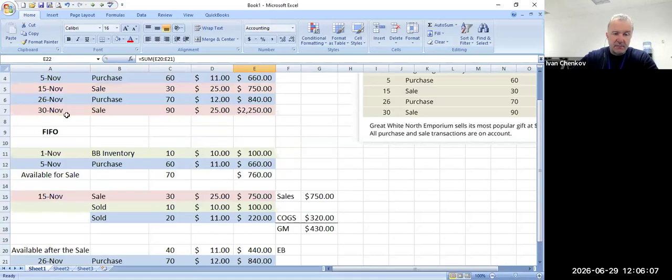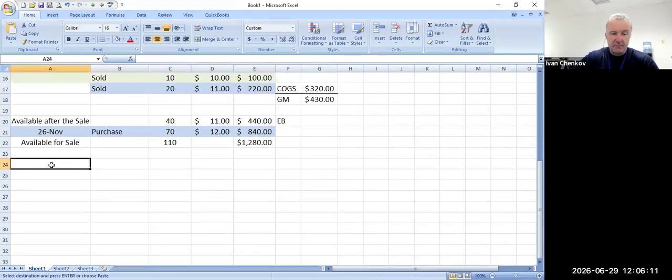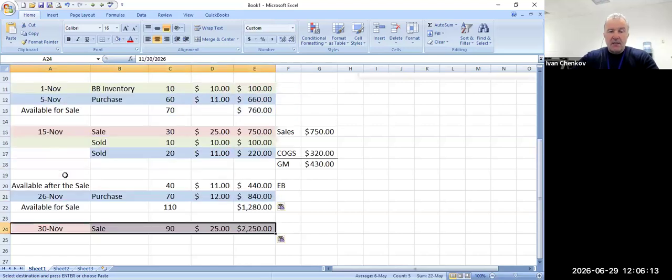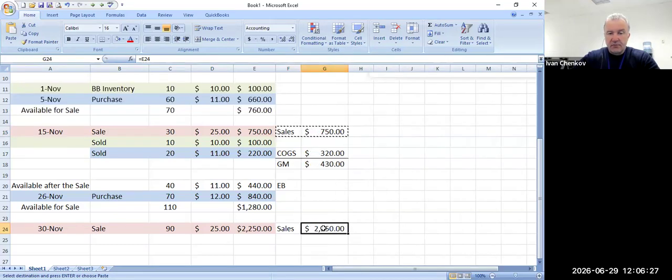Then we're gonna have the sale on November 30th. We're gonna have our sale. And I'm selling 90. That's my sales. 2,250. Now the question is, how much is my cost of goods sold?